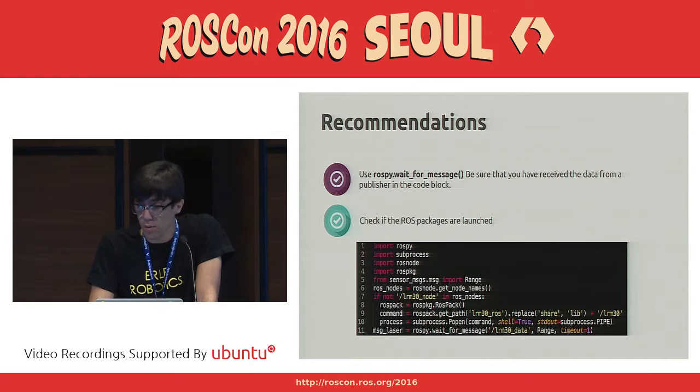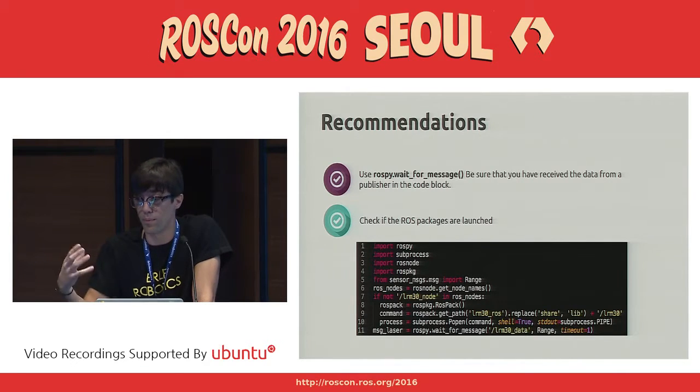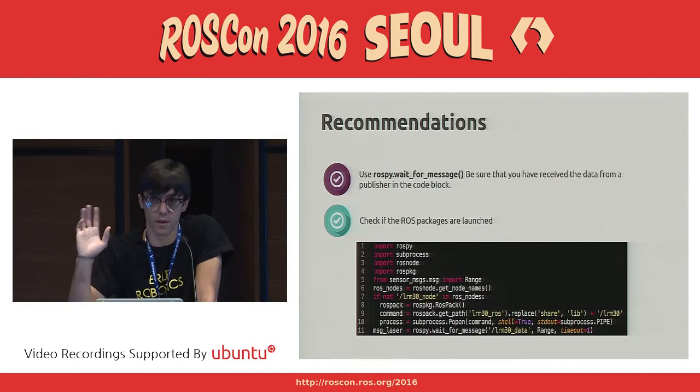So I have some recommendations for you. The first one is to use rospy wait_for_message, because you have to be sure that you receive the data from a publisher in the code block. If we use a callback, we are not completely sure that you are receiving data in this code block. And also you have to check everything about ROS, whether the ROS node is launched and the topics, because the user of the front end doesn't care about ROS.